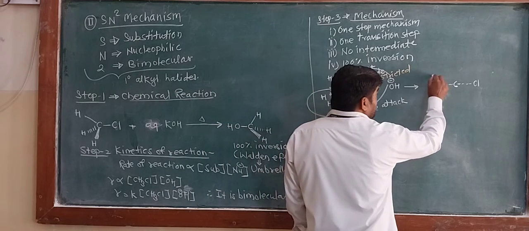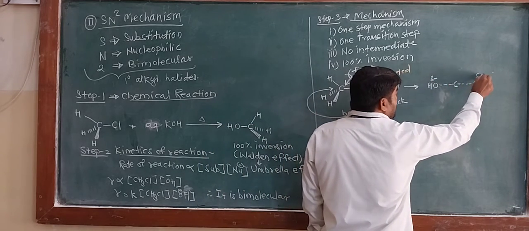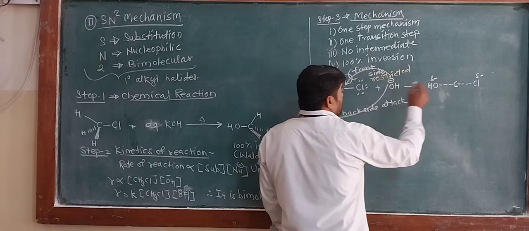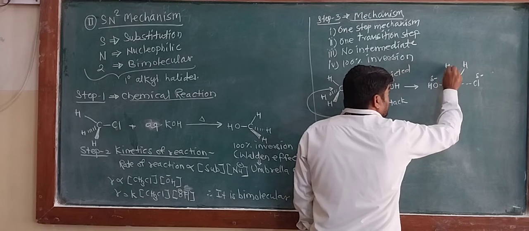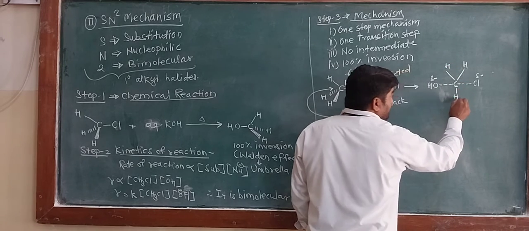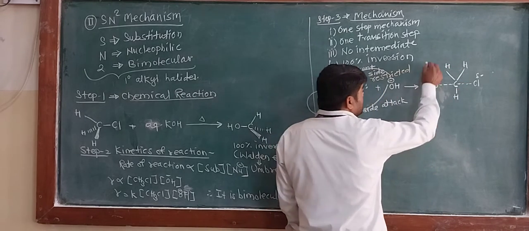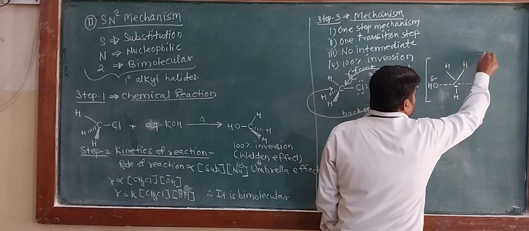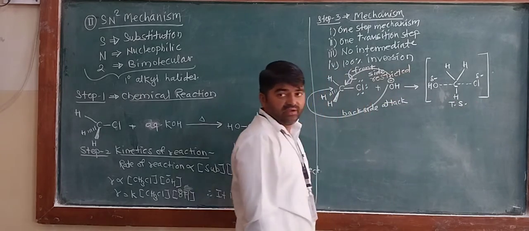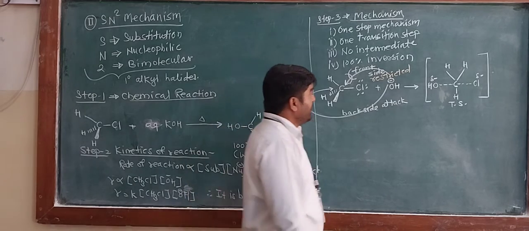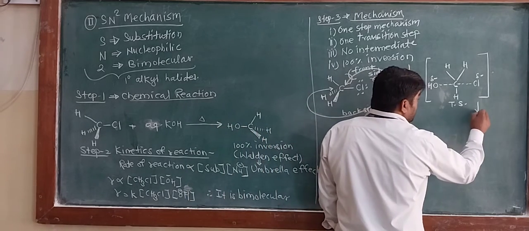It carries the partial negative charge. Now the 3 hydrogen atoms come in the same plane. This is called a transition state, or TS. And finally, it is converted.